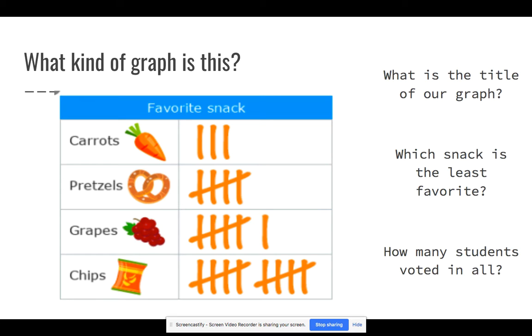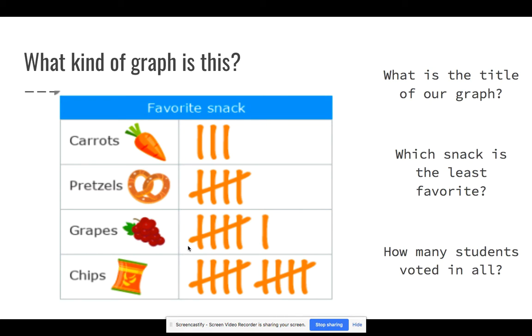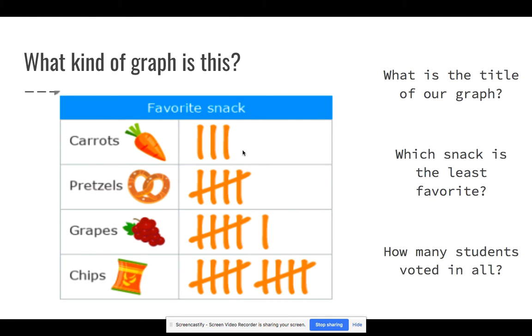Which snack is the least favorite? Which snack had the least amount of votes? Was it the carrot, the pretzel, grapes, or chips? Looking at your tallies, which one had the least amount of votes? Correct. It is the carrot. The carrot only had 1, 2, 3 votes.